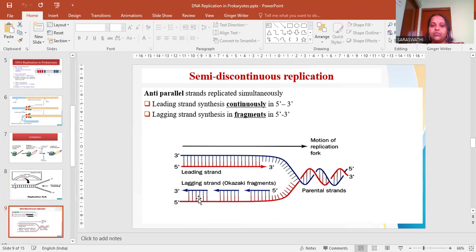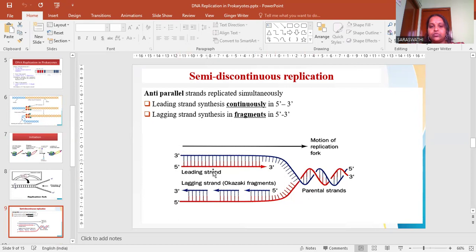Okay, another strand in the form of lagging strand. This strand will be synthesized in the form of fragments. Those fragments we consider as Okazaki fragments. You can say this is a blue strand. It is a new template strand, and the newly synthesized strand will always be 5' to 3'.